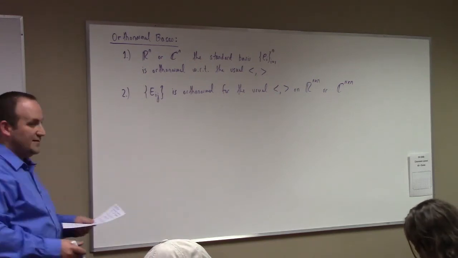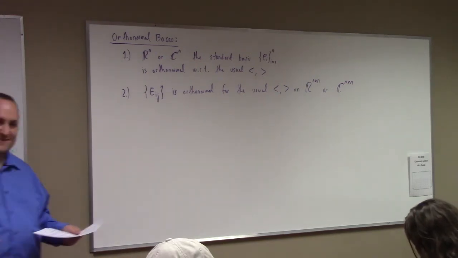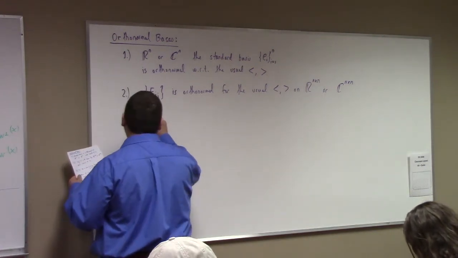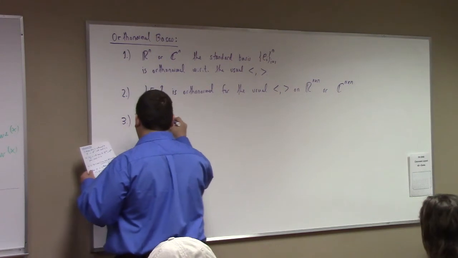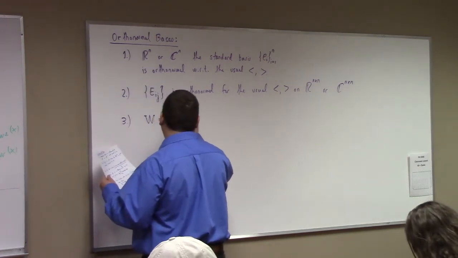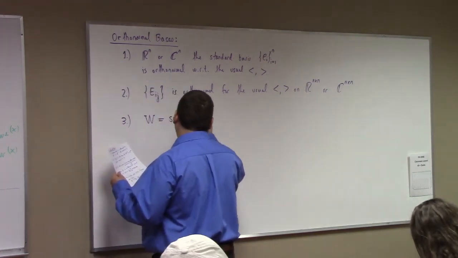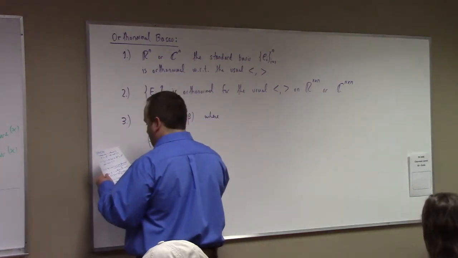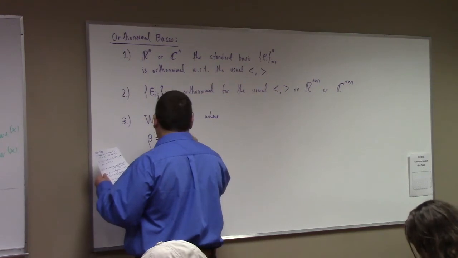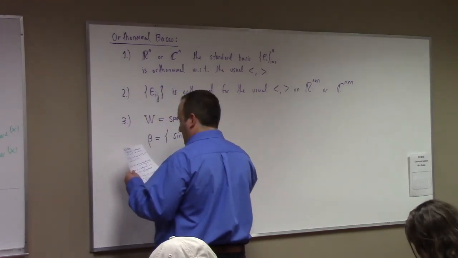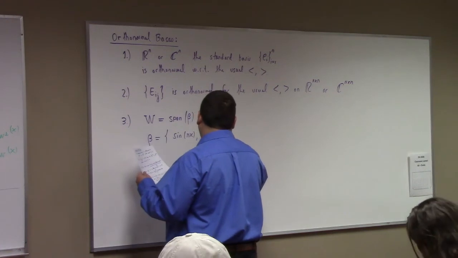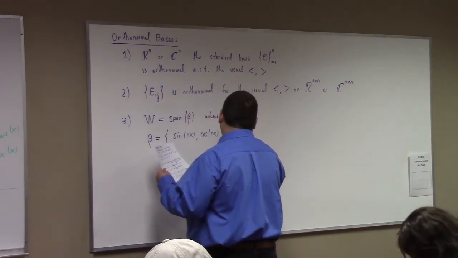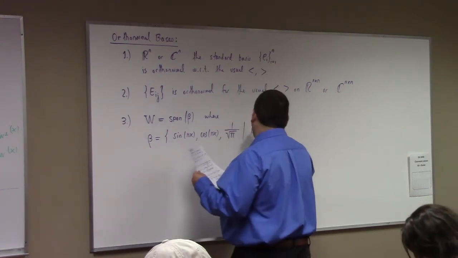Now, I want to introduce you to some weirder ones. Example 3. If we look at W as the span of beta, where beta is equal to the following: you've got sine of nx, you've got cosine of nx, you've got 1 over the square root of pi. That's weird, such that n is a natural number.